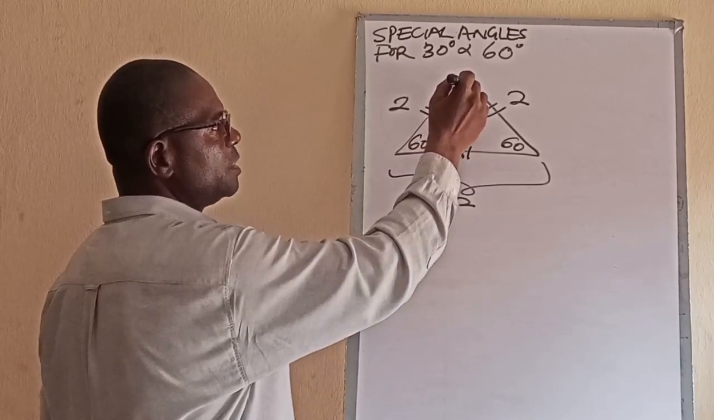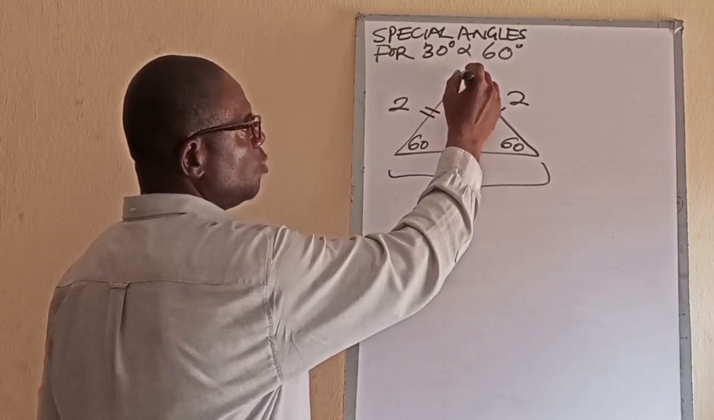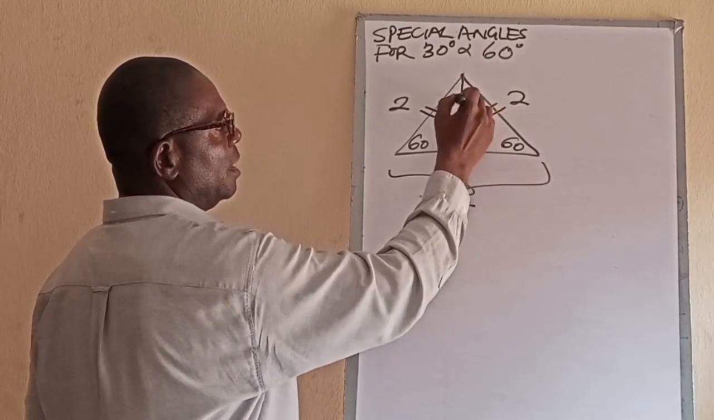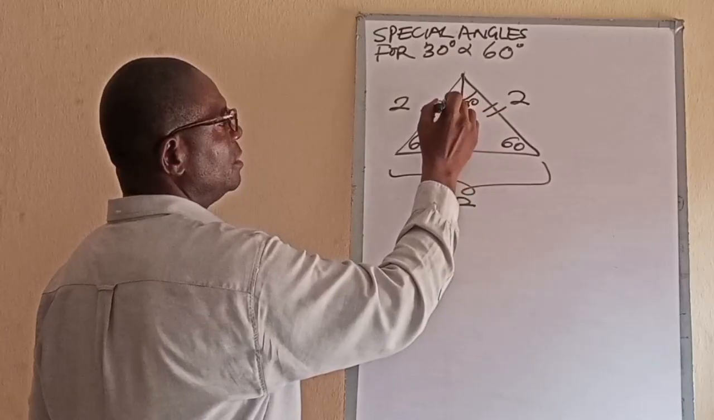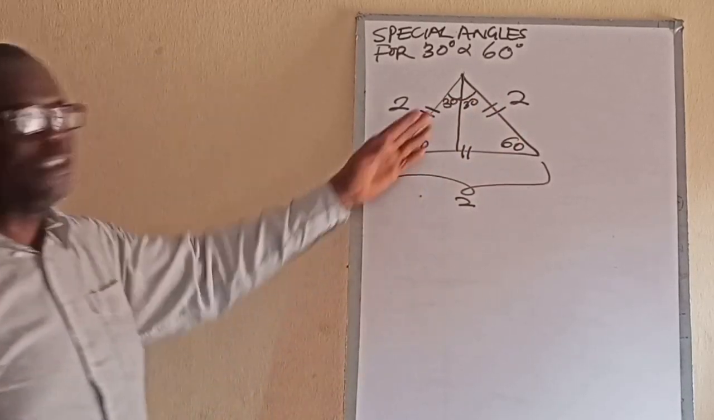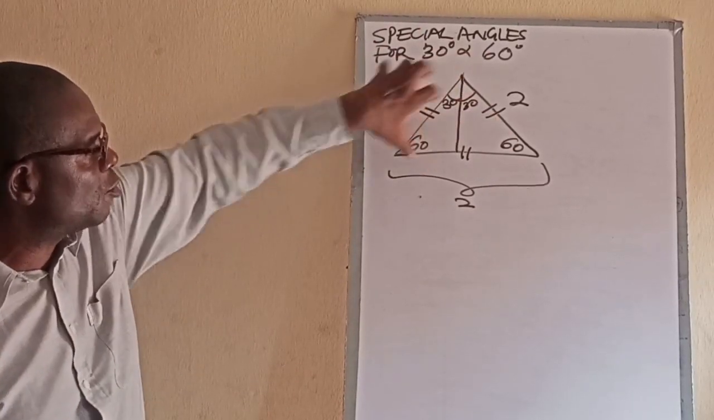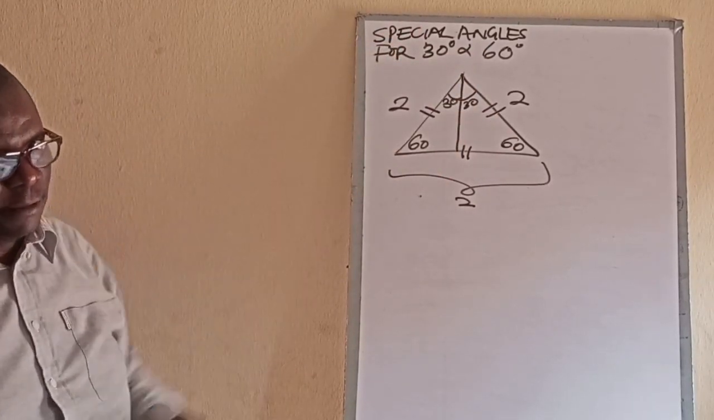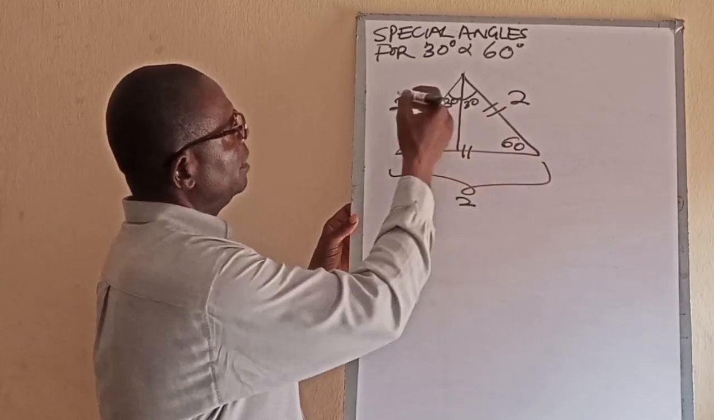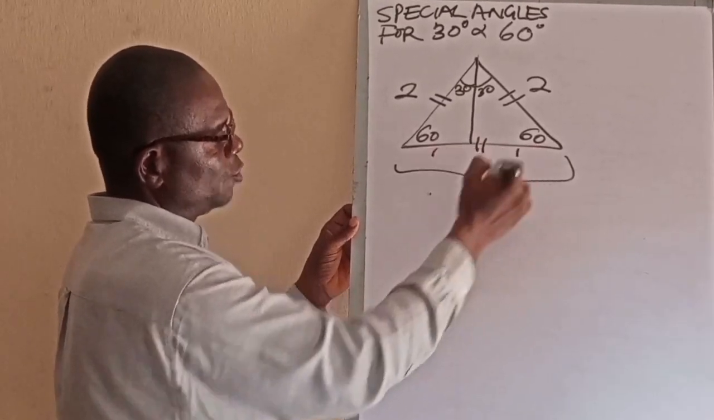Here is also 60. But this 60, we're going to divide into two when we create an altitude to find the height of the triangle. So here will now be 30 degrees, and this side will also be 30 degrees. Naturally, if you add it, it will give you 60 degrees. So here is 60, 60, 60, and the sum of angles of a triangle is 180. You see here that if here is 2, here is 2, this side is also 2, here is 1, here is 1. So 1 plus 1 will give you these 2.